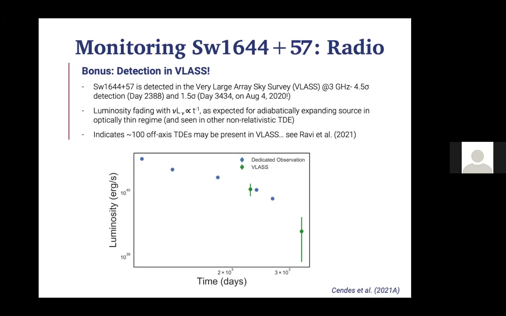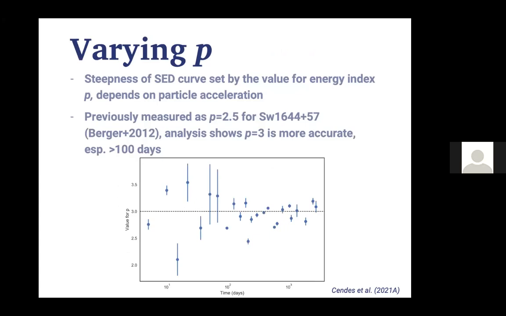So that's pretty cool. And also, as I said, you can look at the luminosity. It's fading as you'd expect if it's just a source expanding slowly in an optically thin regime. The other thing we can do is talk about the steepness of the curve that I was showing you guys earlier for that SED. That's basically set by the energy index p, which is dependent on particle acceleration. The interesting thing is that we think there might have been a change in this curve as the evolution of Swift J1644+57 happened over several years.